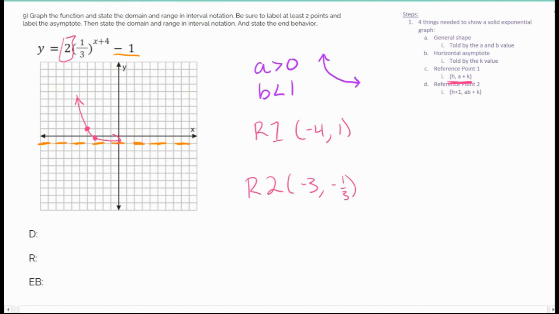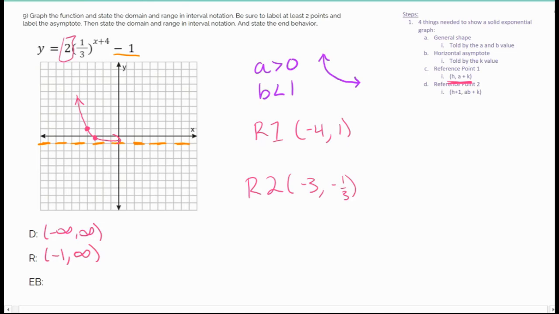Now the domain here is, what does this have? Interval notation. So we're going to go -infinity to +infinity because it's represented by all values. X can be anything. My range, though, changes a little bit because it's only above this horizontal asymptote. So what that means is that the lowest value is -1, which it never touches, and it goes up to positive infinity.